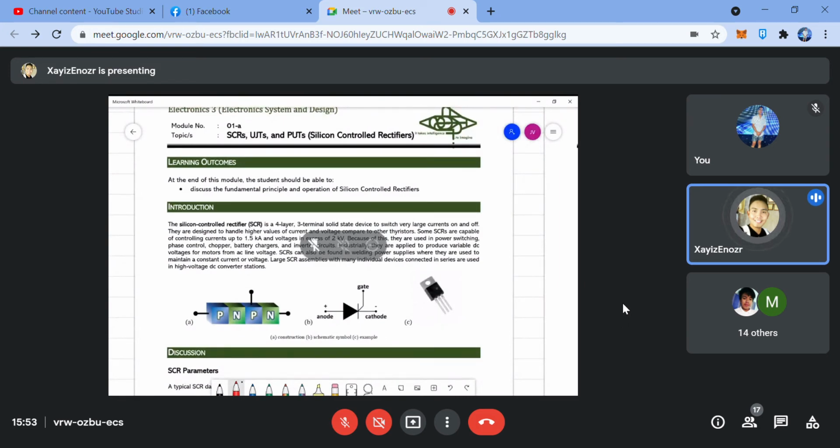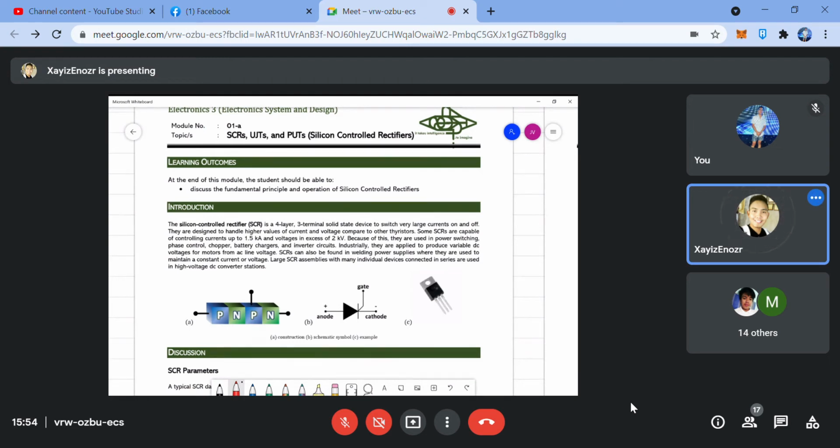Because of this, they are used in power switching, phase control, chopper, battery chargers, and inverter circuits. Industrially, they are applied to produce variable DC voltages for motors and AC line voltages. SCRs can also be found in welding power supplies where they are used to maintain a constant current or voltage. Large SCR assemblies, with many individual devices connected in series, are used in high voltage DC converter stations.